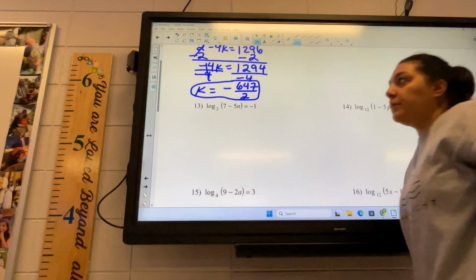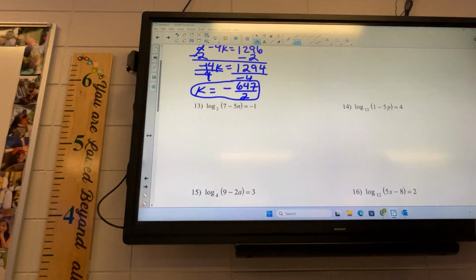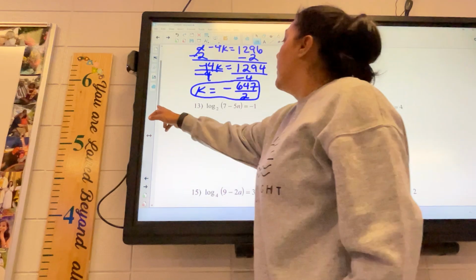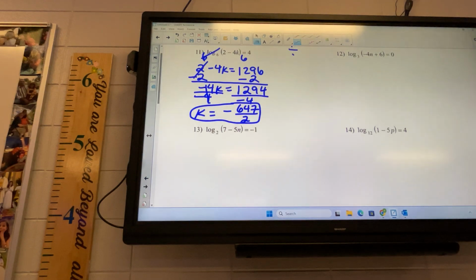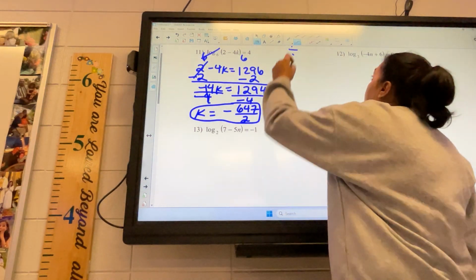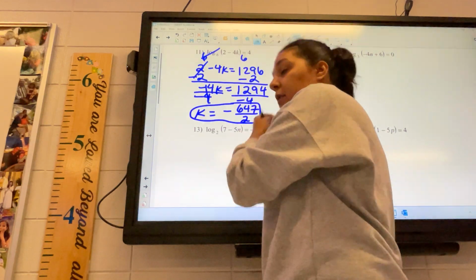Jalil got something different. You did, sir? Yeah, I got negative 324. Who else did number 11 on your own calculator? I got negative 647 over 2. Okay, 6 to the 4th power. Do it, people. What is that? 1296. Minus 2, 1294, and then divided by negative 4. Negative 647 over 2. Sorry, I didn't put the negative. Okay, that's okay. It's better to check than not.